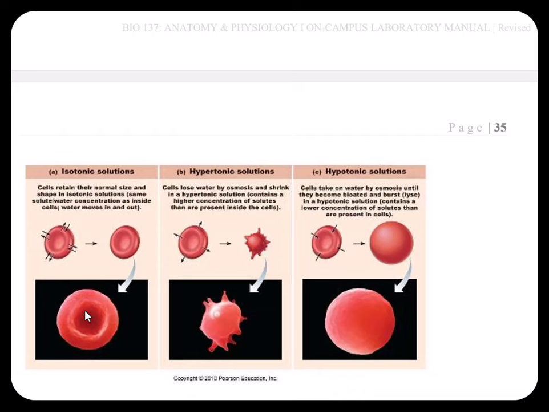Now, if you were to put that cell into a hypertonic solution, now you've got a lot of stuff, because that's what hypertonic means. It's got a lot of stuff outside the cell, and so it's going to suck the water right out of the cell. So look how this cell over here has shriveled up, and it has these things sticking out.